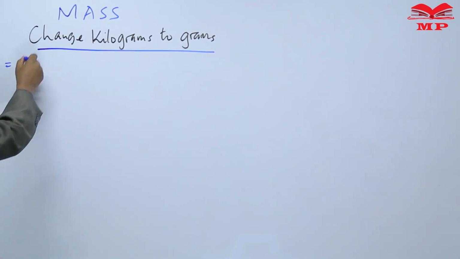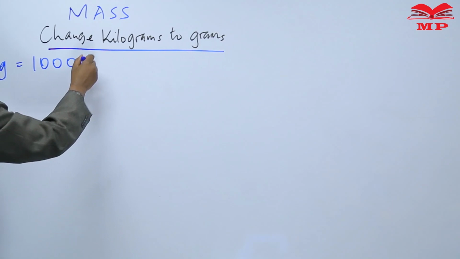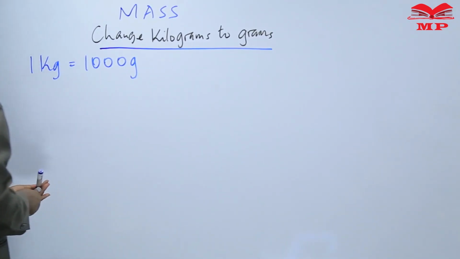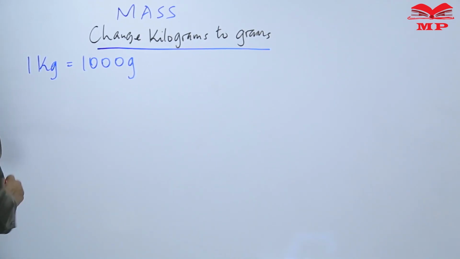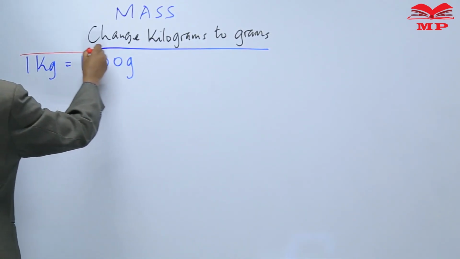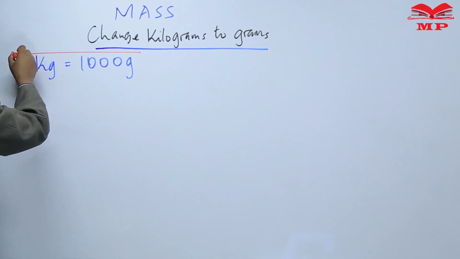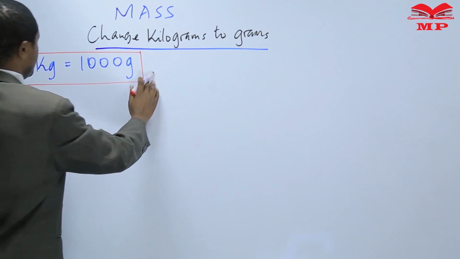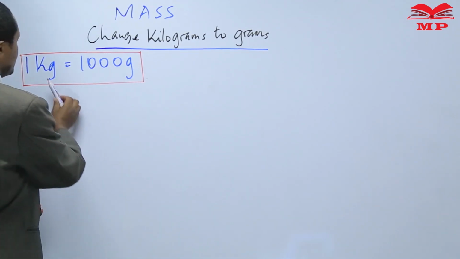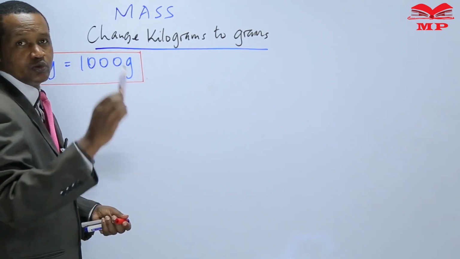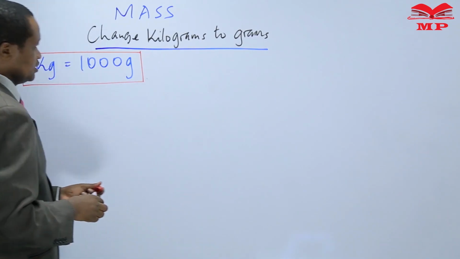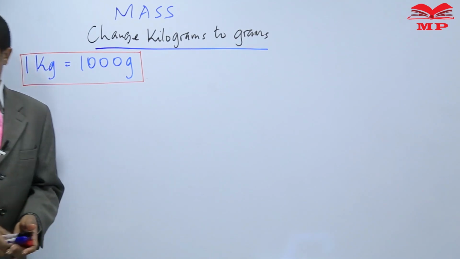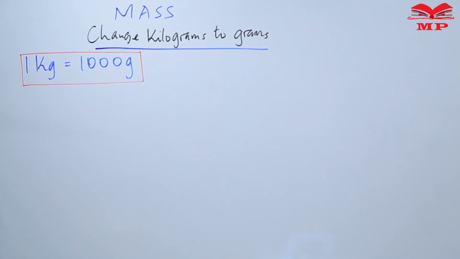is equal to 1,000 grams. 1 kilogram is equivalent to 1,000 grams. This formula is what we are going to use in our lesson today. So I want you to write down 1 kilogram is equal to 1,000 grams. So learners, let us do some exercises.